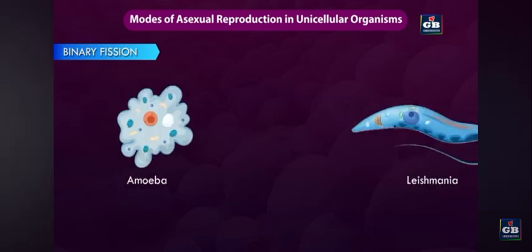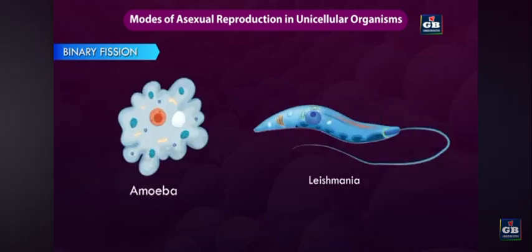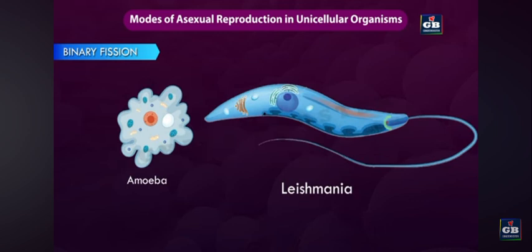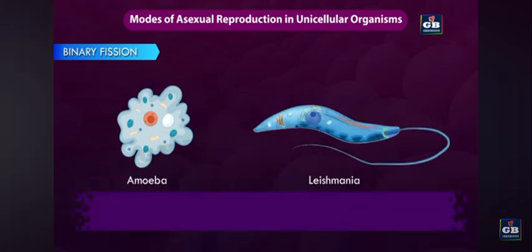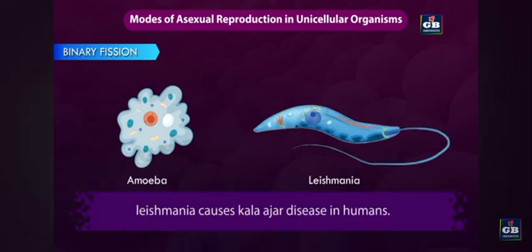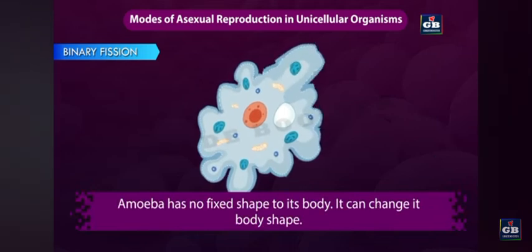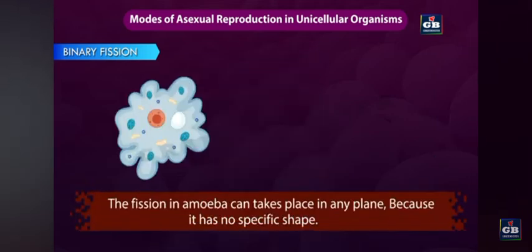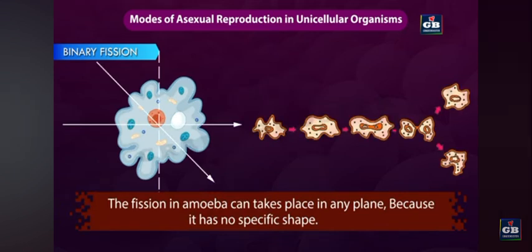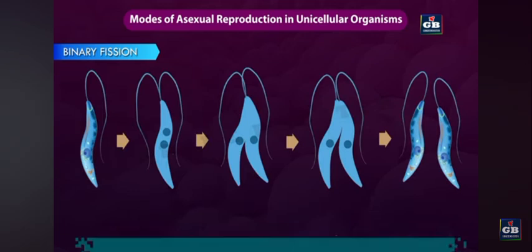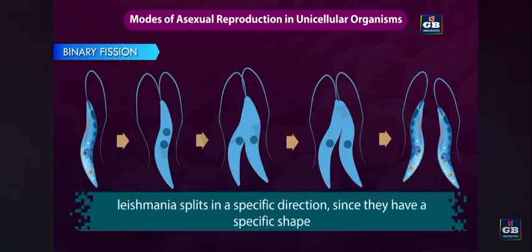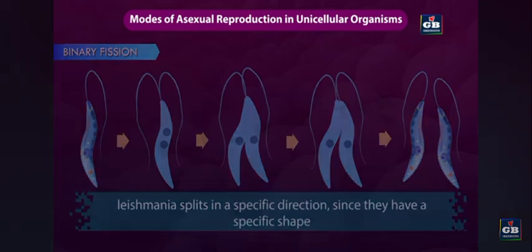Here we have two unicellular organisms. This is amoeba and this is leishmania. Leishmania causes Kala Azar disease in humans. Amoeba has no fixed shape to its body. It can change its body shape. The fission in amoeba can take place in any plane because it has no specific shape, whereas leishmania splits in a specific direction since it has a specific shape.